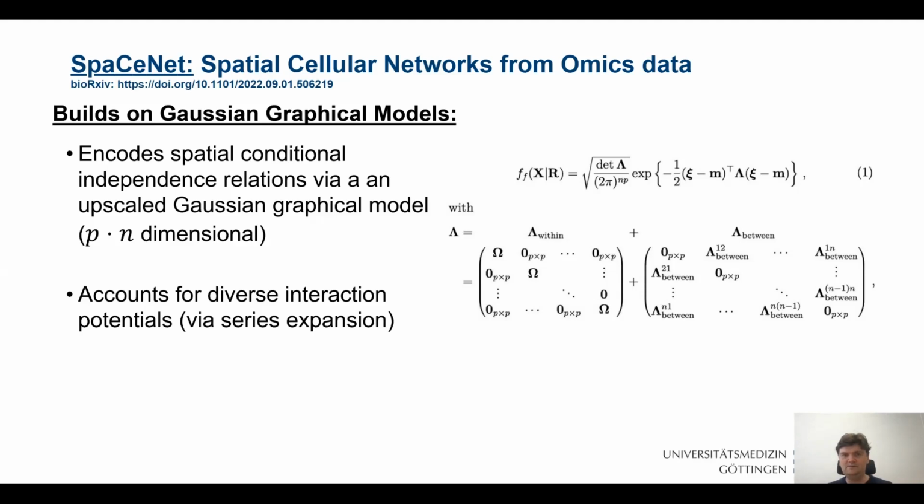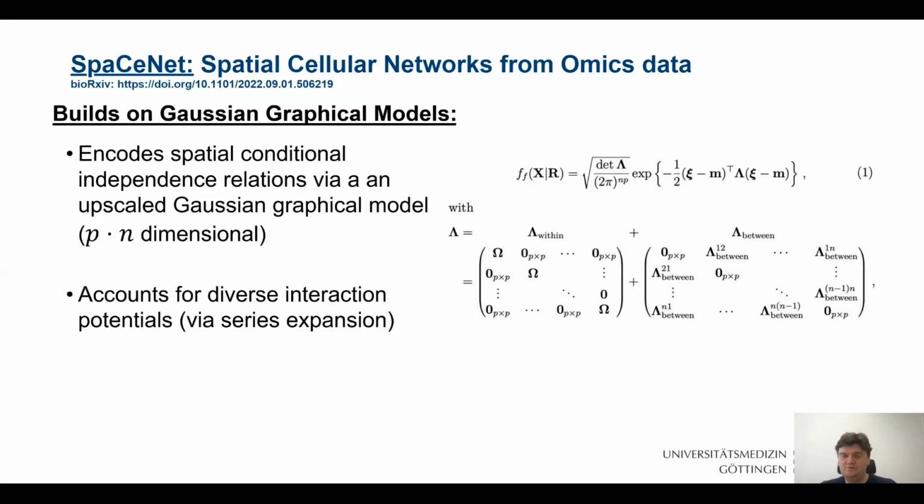And then what remains is that we need a doable and reasonable way to encode all these spatial associations. What we did here is make a very general series expansion, which allows us to model very different interactions, like cell-cell contact, and also more long distance interactions via some signaling molecules.